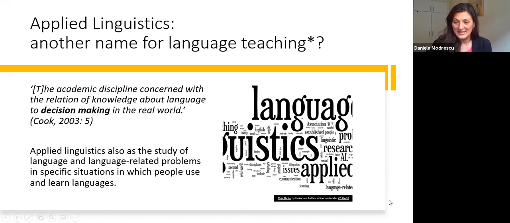Perfect, absolutely. So indeed, it's about, as you can see as well here, the relation between language, knowledge about language, and the decision making regarding language through this knowledge that we have built up regarding language.